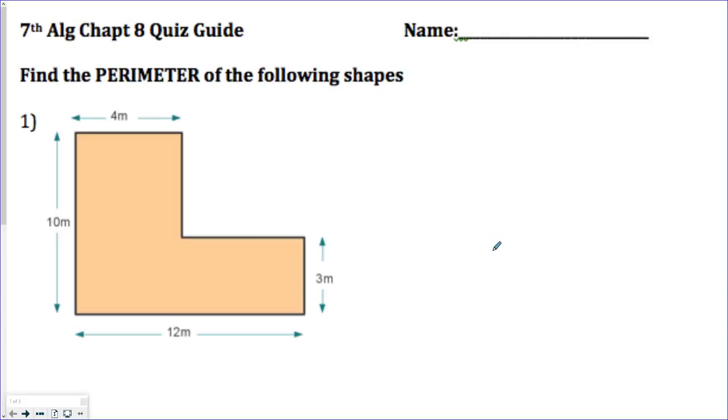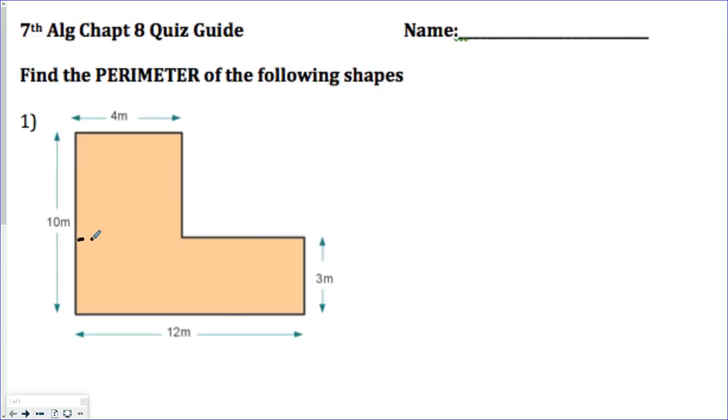Perimeter, again, as I said, just simply means add up all the outside numbers and see what you get. Now, the problem is, like in number 1 here, that you might not be given all the outside numbers right away. You have to do some inference there. So we need to know how big this side is and how big that side is, because we don't know that yet. Well, let's figure out this side first.